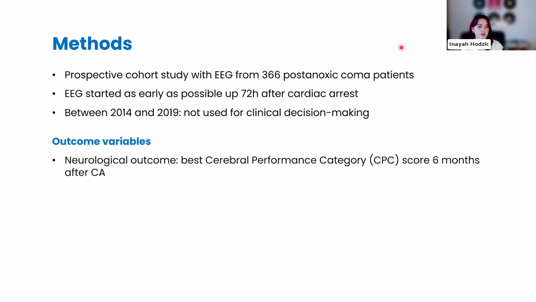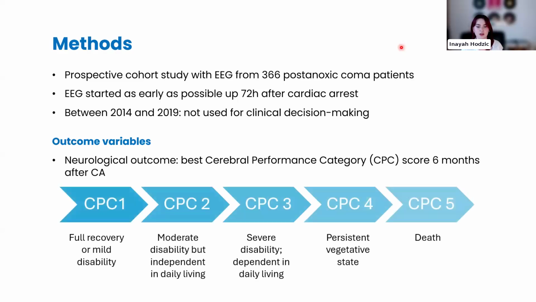So our main outcome variable was neurological outcome, which we operationalized by choosing the best cerebral performance category score, CPC, within 6 months after CA. And the CPC score is a 5-point scale, which is an indication of the extent of neurological injury and functionality and disability as well, which is assessed clinically multiple times after cardiac arrest. So it can range from a CPC1, which indicates full recovery or mild disability, to CPC5, which indicates death.